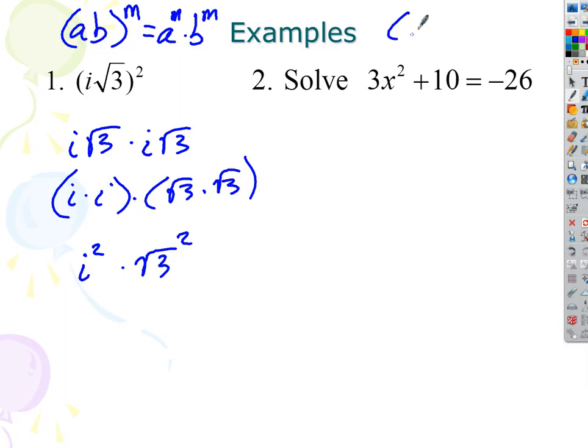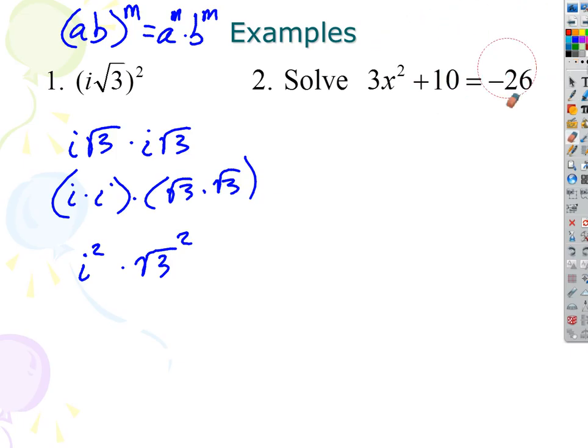You gotta be careful. A lot of times people wanna do this also. They wanna write that as A to the M plus B to the M, and that is not true, right? You can only do it for products, okay? So we could use that property if we wanted to, or we could even just split these things up like we did and multiply them in pairs. The result is the same. We end up with I squared times the square root of 3 squared.